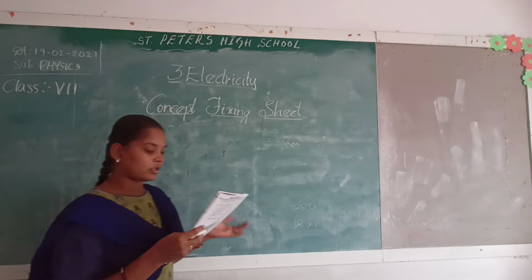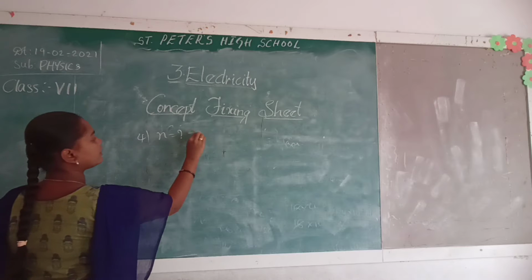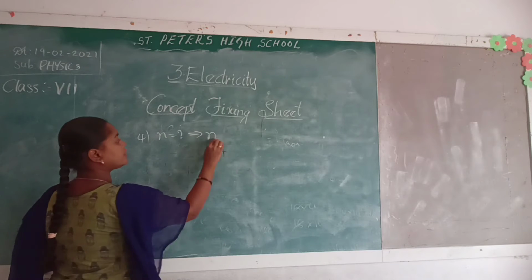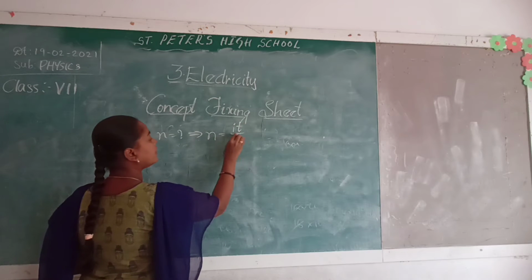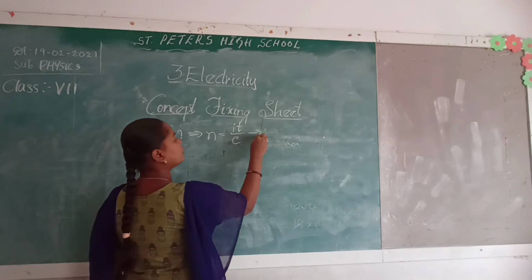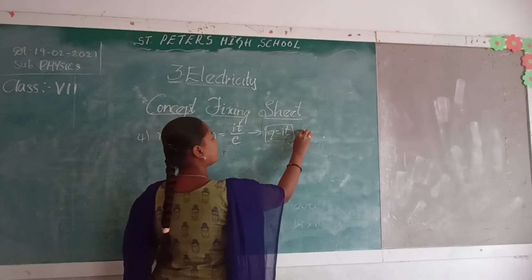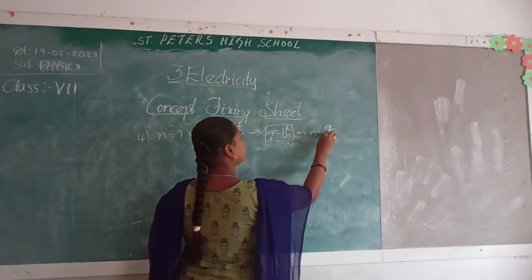So how many electrons? Here also we have to find again. N is equal to what? In the before sum we have defined, N is equal to I T by E. Yes or no? How did we get this one? By using these two formulas: Q is equal to I into T, and N is equal to Q by E.